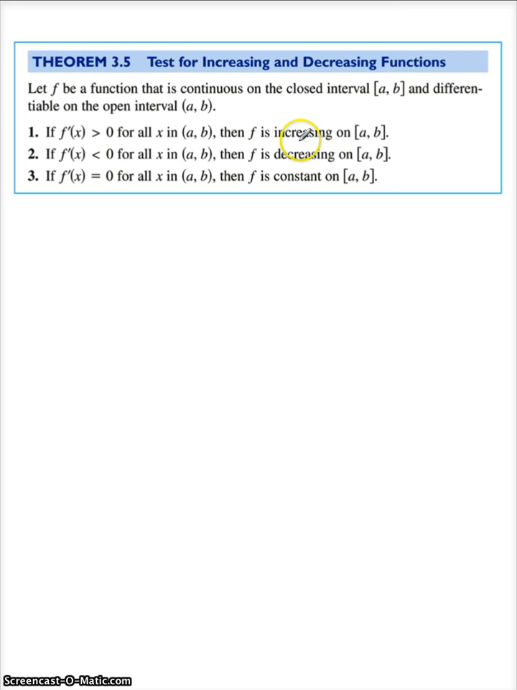Now, to test for increasing and decreasing functions, if f is continuous on the closed interval and differentiable in the open interval, then if f prime is positive, f is increasing on the closed interval. If the derivative is negative, then f is decreasing on the interval. And if f prime is 0, then it's a constant.